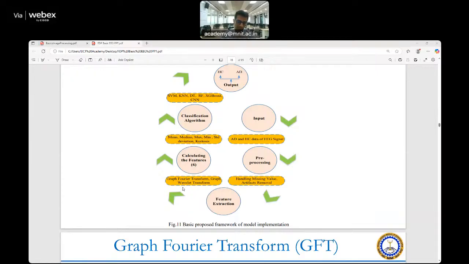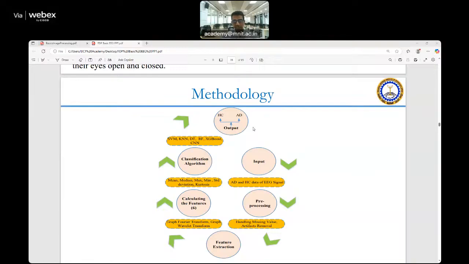Whenever you are taking up any problem, we should be very clear about what is going on in the data set, because when you interpret the results, it should be in that line. Now what we are saying here is that the classification algorithms SVM, KNN, XGBoost are used. The features used are basically mean, median, maximum, minimum, standard deviation, kurtosis. As input, we are taking the Alzheimer disease EEG signal. Then we are calculating the features.